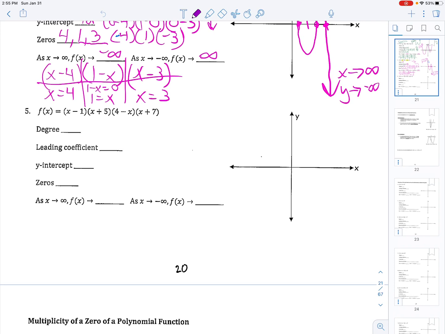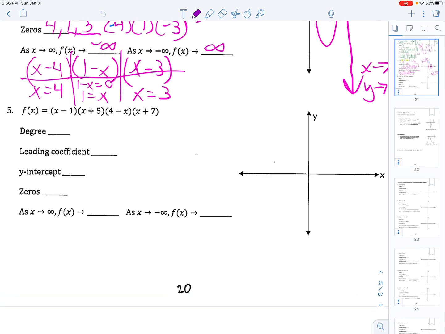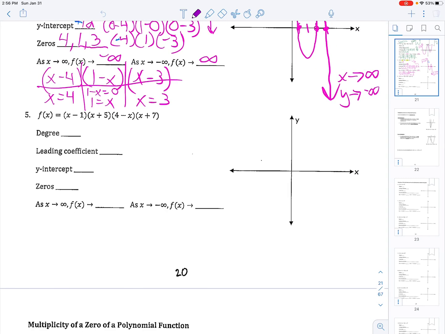Sketching graphs of polynomial functions, huh? Yeah, we're going to do one more of these as a little warm-up, and then we'll move on to something else here. Different types. We're still going to be doing some sketching, but some different types of polynomial functions, people.